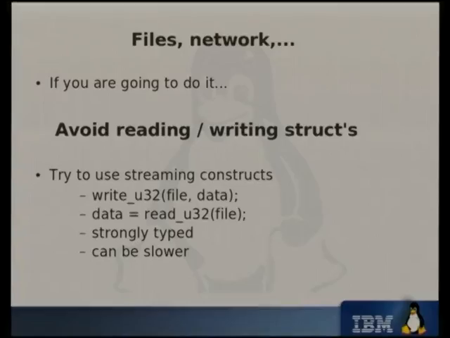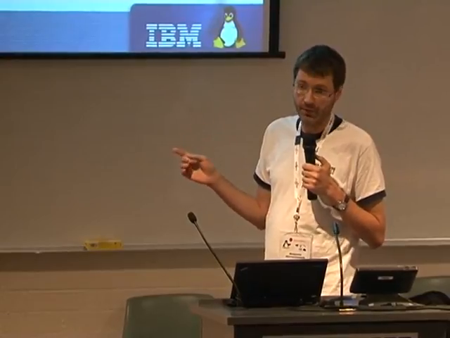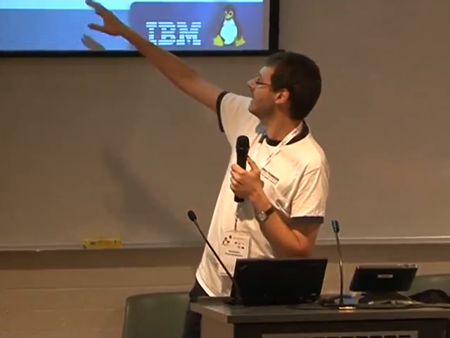Now, if you really are going to do it, try avoiding reading and writing structs directly in and out of your files or your network packets. Try to use streaming constructs. You know, have a write U32, write U16, write int, call them whatever you want. You can make them as fast as reading and writing structs, almost. You can have them inline, writing in an in-memory buffer and flushing the buffer all at once. You can do that sort of stuff. You can find much better, much nicer identifiers than the ones I've put here, of course, as well.